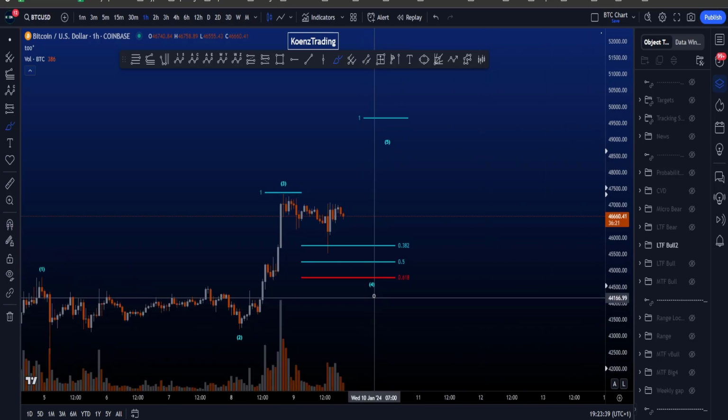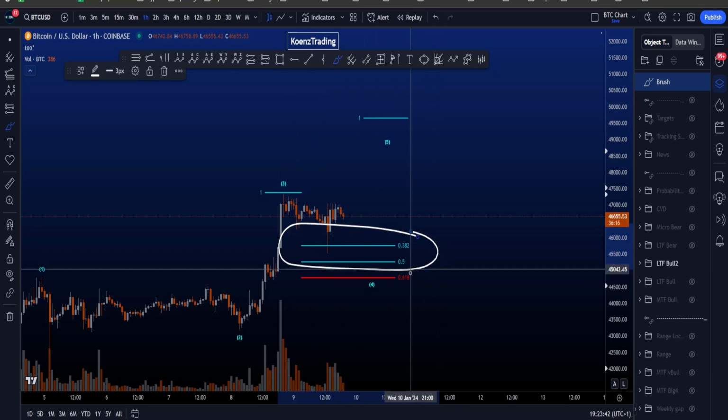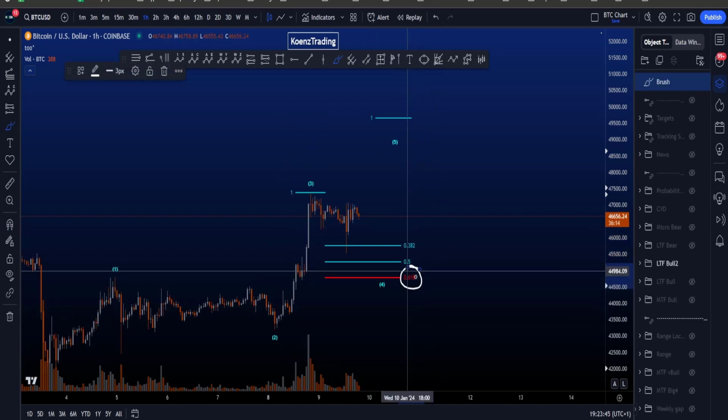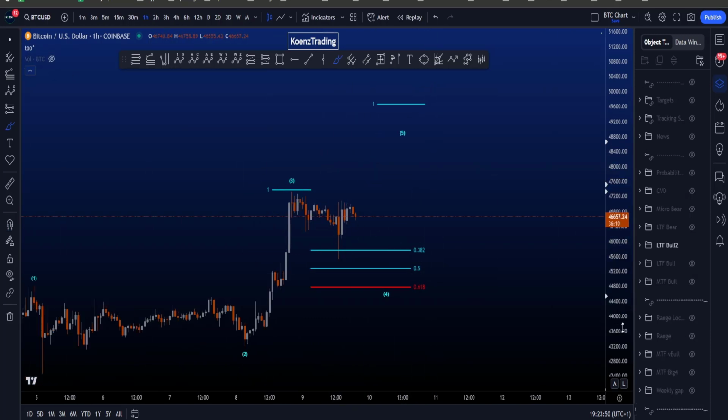Now, in this particular scenario, we are then looking for a wave 4. Common target for a wave 4 is the 0.382 to the 0.5. The 0.618 would be an invalidation. And then we are looking for a wave 5 to the upside.